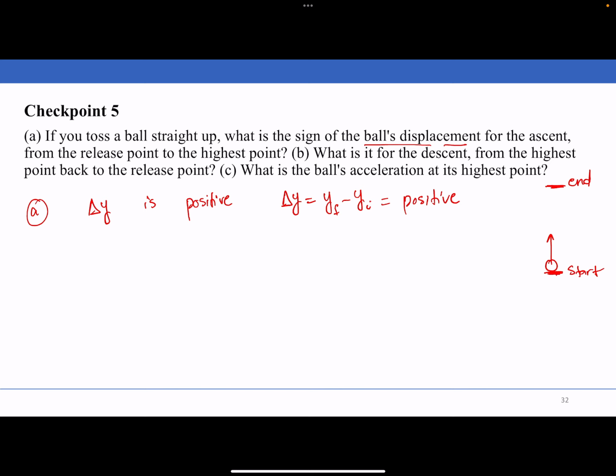What is it for the descent part from the highest back to the lowest? So now if you start off here and go here and drop something down, delta y is negative.